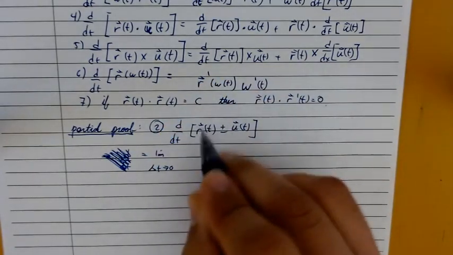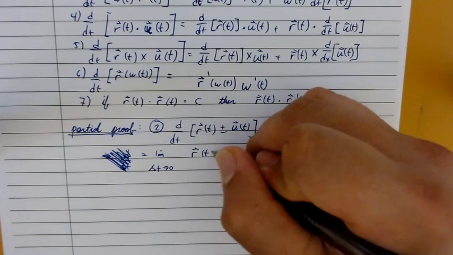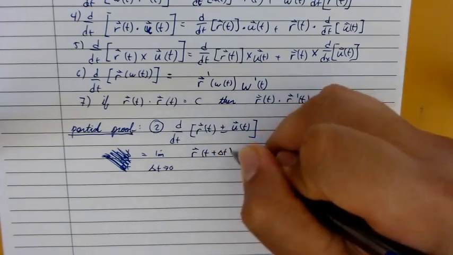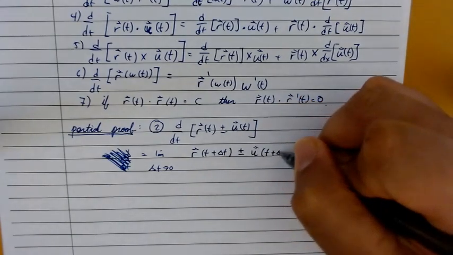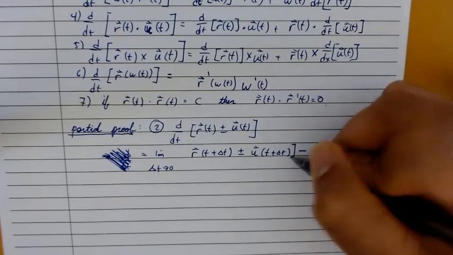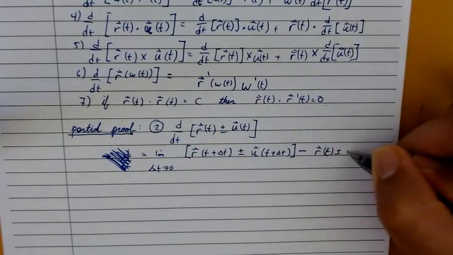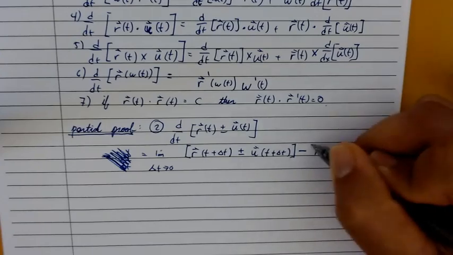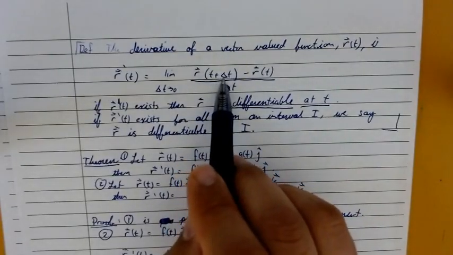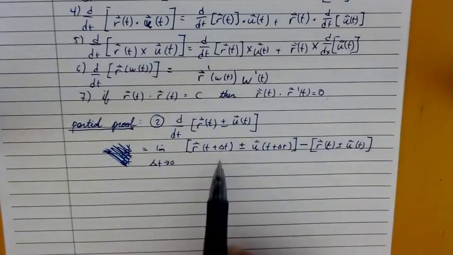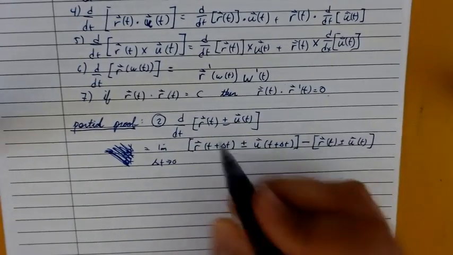We're going to take this thing with t plus delta t as its argument. r of t plus delta t plus or minus, whichever is appropriate, u of t plus delta t, minus r of t plus or minus u of t. Again, we're just taking the function with t plus delta t minus the function with just t in there, all over delta t.